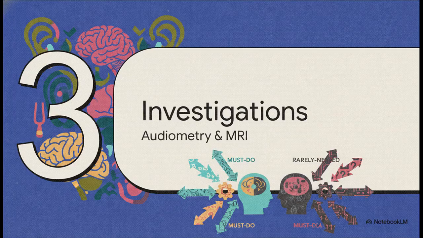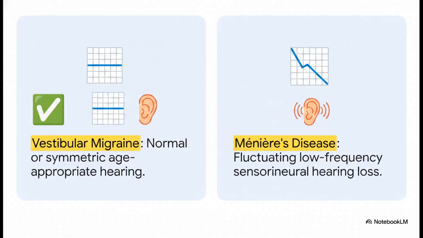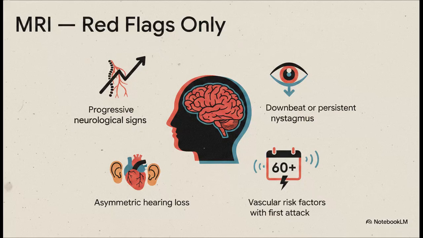And this brings us right to the main event, a clear, evidence-based guide on when to actually use these advanced investigations. Let's separate the must-dos from the rarely needed. So this is a crucial point. Audiometry is the Ménière's decider. You should order an audiogram for any patient with recurrent vertigo who also tells you about auditory symptoms like tinnitus, a feeling of fullness, or any hearing change. In classic vestibular migraine, that audiogram is going to be normal or just show symmetric, age-appropriate loss. But if you see a fluctuating, low-frequency sensorineural hearing loss, well, you've just diagnosed Ménière's disease. Simple as that.